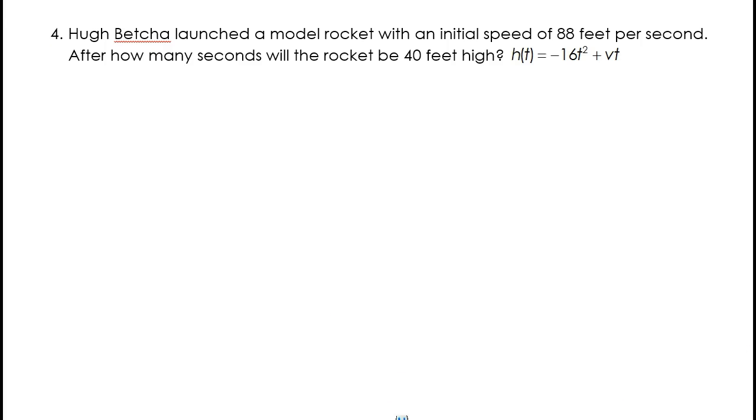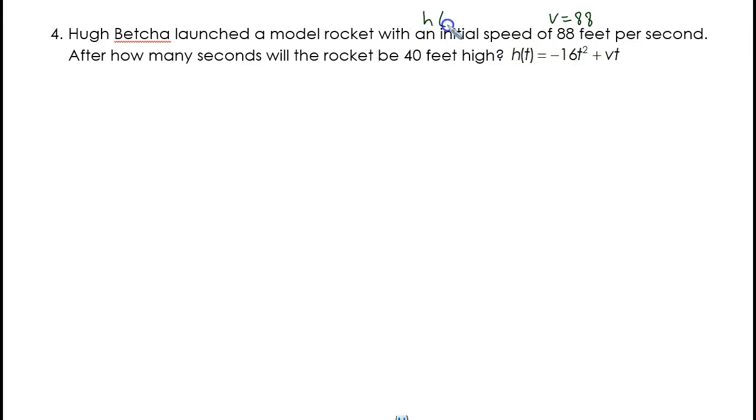Our fourth question: Hugh Betcha launched a model rocket with an initial speed of 88 feet per second. After how many seconds will the rocket be 40 feet high? So this 40 feet is at the end, and this 88 feet per second is the initial velocity. I didn't explain the variables here, but I will as we go through this. V stands for velocity or speed. So V is going to be equal to 88 feet per second. Time, we don't know. That's the question. It's asking how much time.